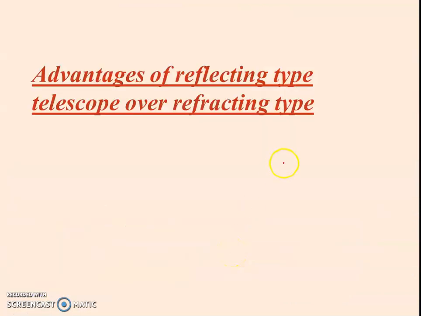Now, advantages of the reflecting type telescope over the refracting type telescope. Actually, the reflecting type telescope is better than a refracting type telescope. Now what are the advantages?